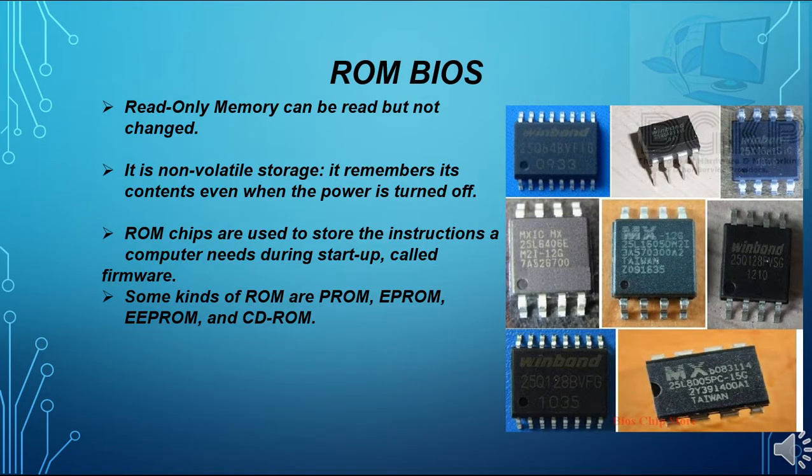ROM BIOS. Read-only memory can be read but not changed. It is non-volatile storage. It remembers its contents even when the power is turned off. ROM chips are used to store the instructions a computer needs during startup, called firmware. Some kinds of ROM are PROM, EPROM, EEPROM, and CD-ROM. The picture shows different types of ROM BIOS in different types of motherboard.